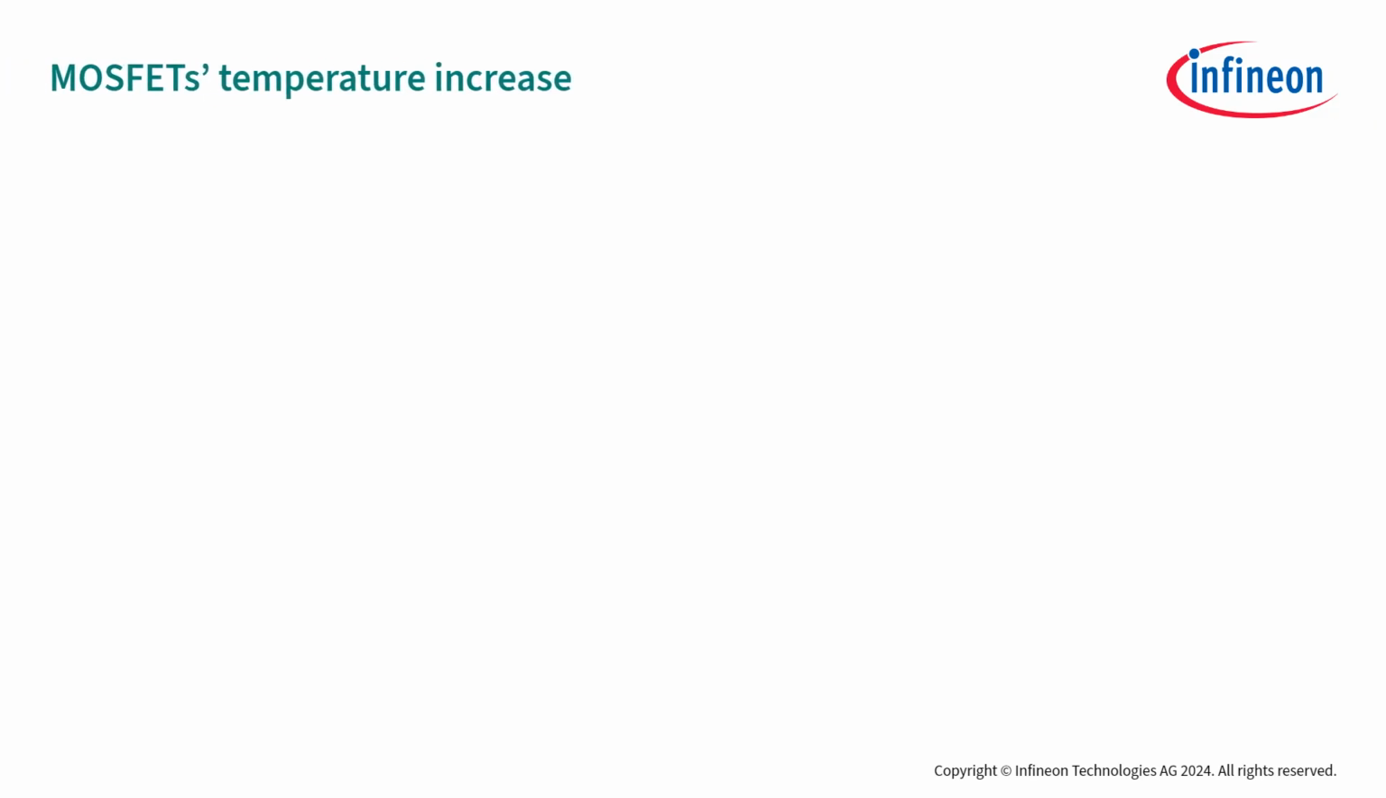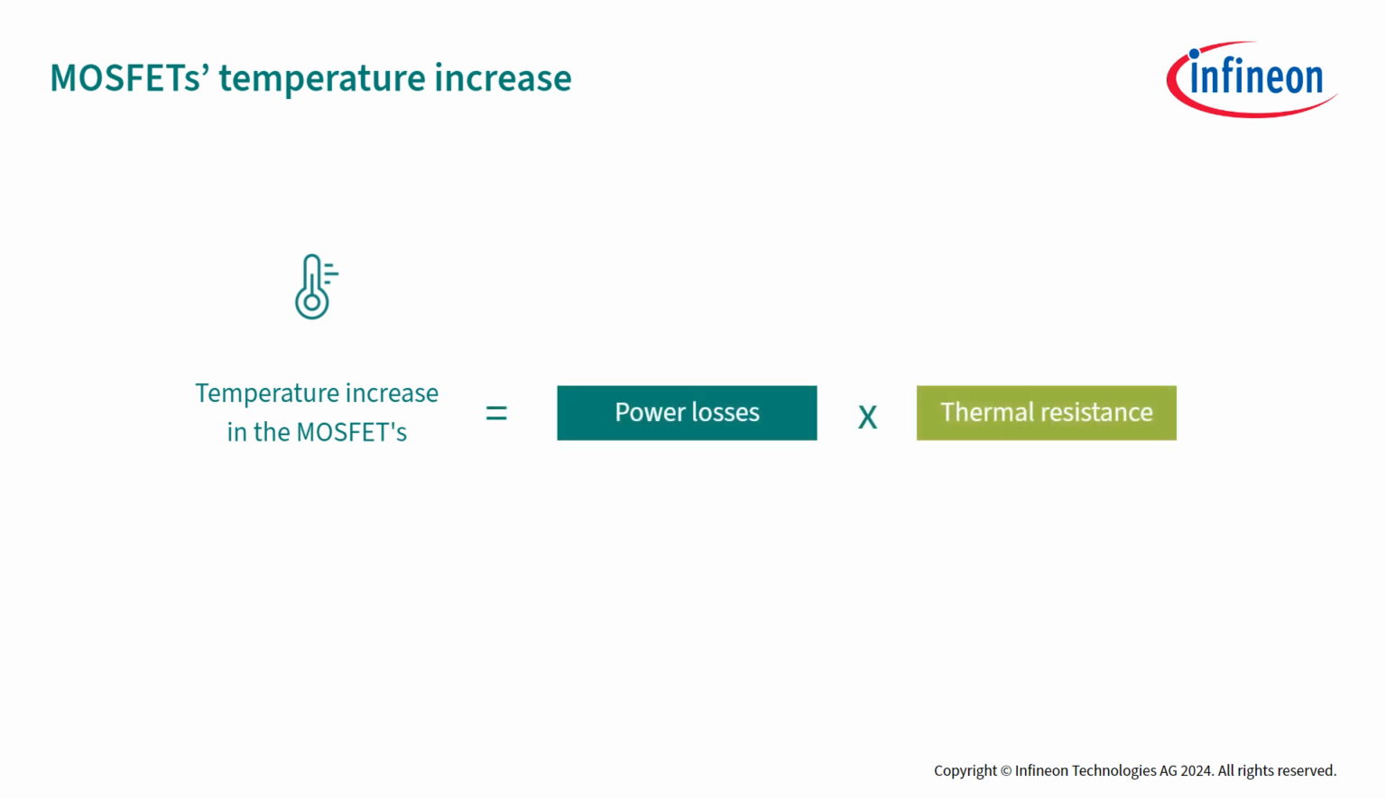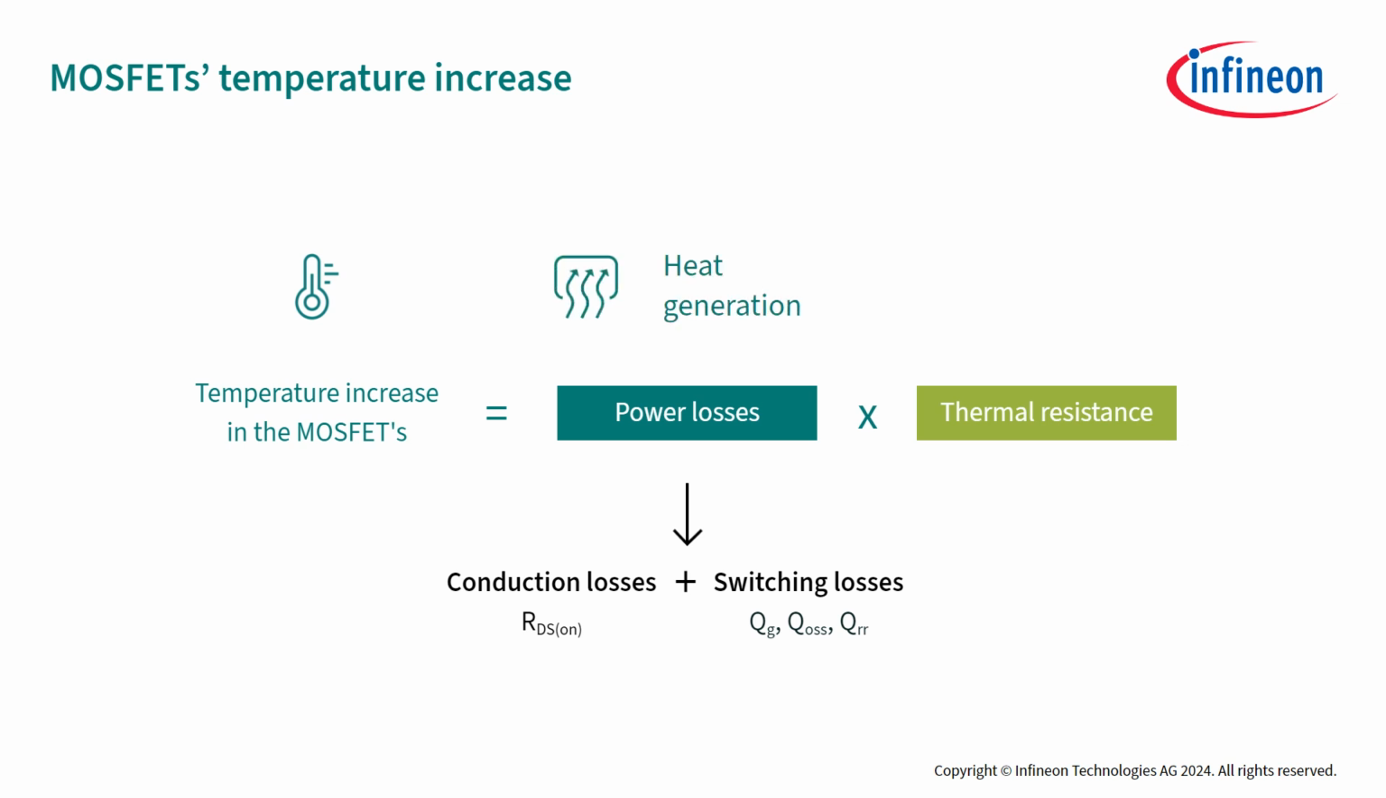Now we know that keeping the MOSFET operating at a relatively low temperature is critical to enable best performance. But how can you do that? It depends on two parameters: power losses and thermal resistance. The power losses, which are basically the sum of conduction and switching losses, lead to the generation of heat, in other words, how much the MOSFET heats up. The thermal resistance, on the other hand, leads to the dissipation of that heat, which means it will depend on how much heat the MOSFET can dissipate.